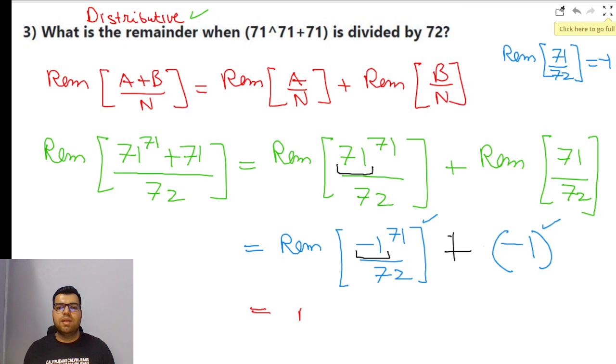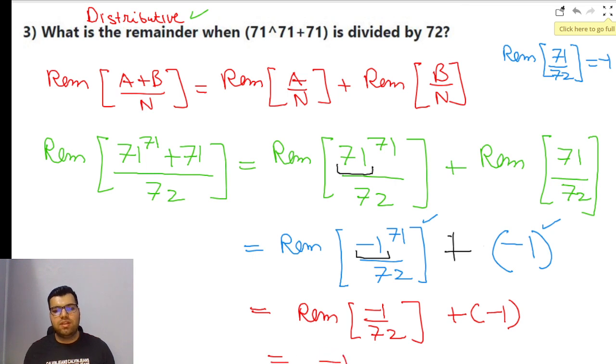So this will become remainder of, I'm just writing this step, minus 1 raised to power odd is minus 1. So remainder of minus 1 by 72, this is minus 1, and then plus minus 1. So what is the answer coming? The answer is coming out to be minus 2. But you will not write minus 2 in the exam. Minus 2 will not be an option.